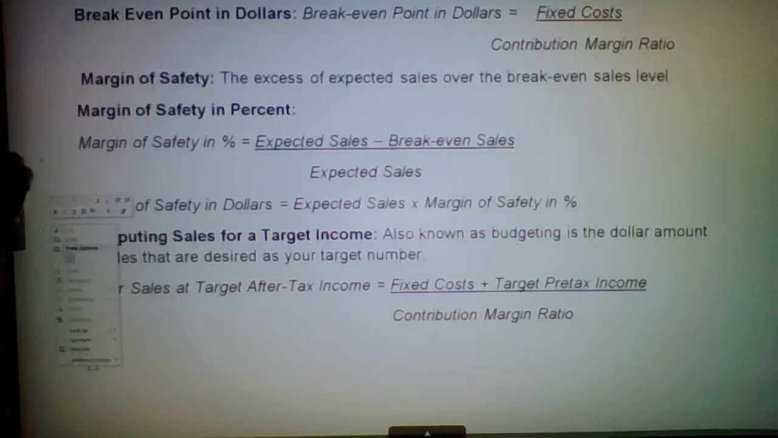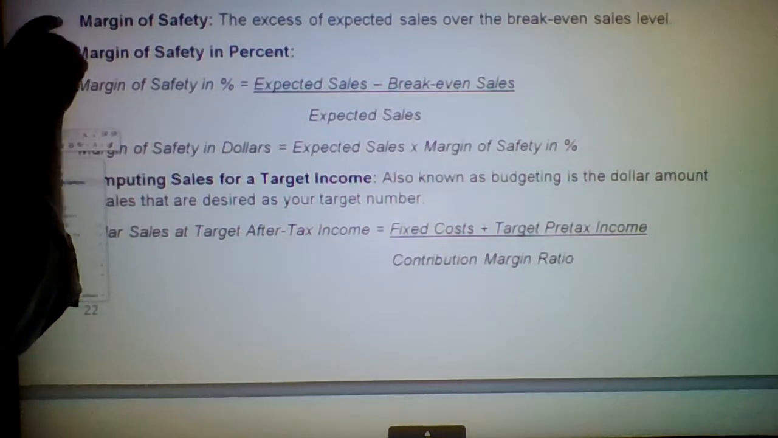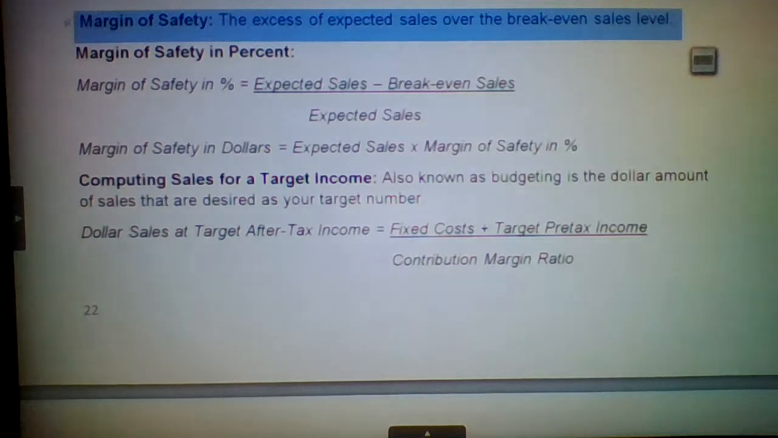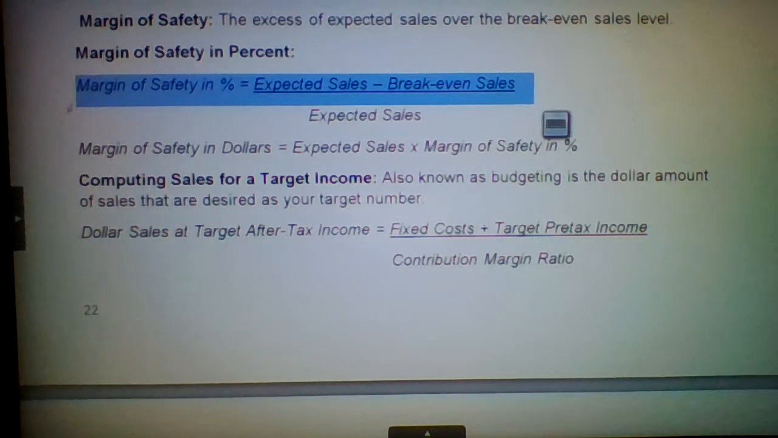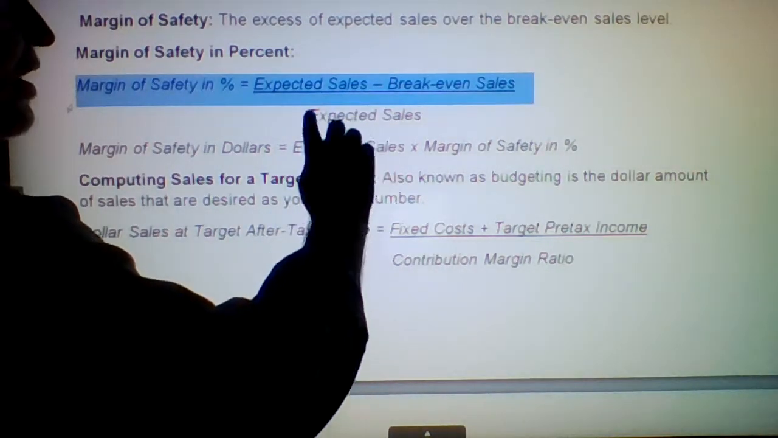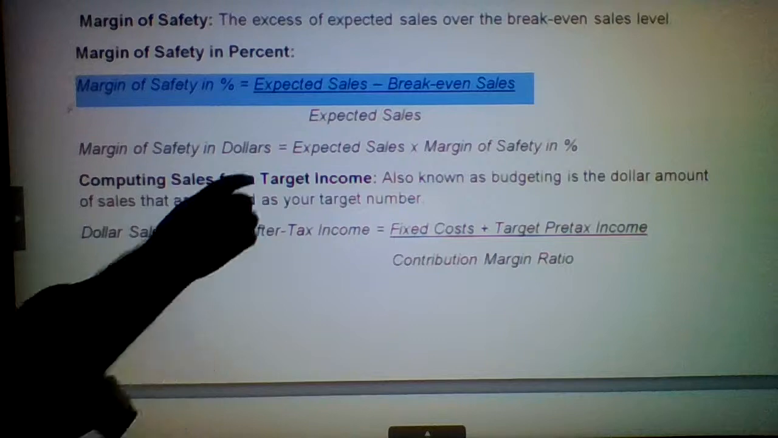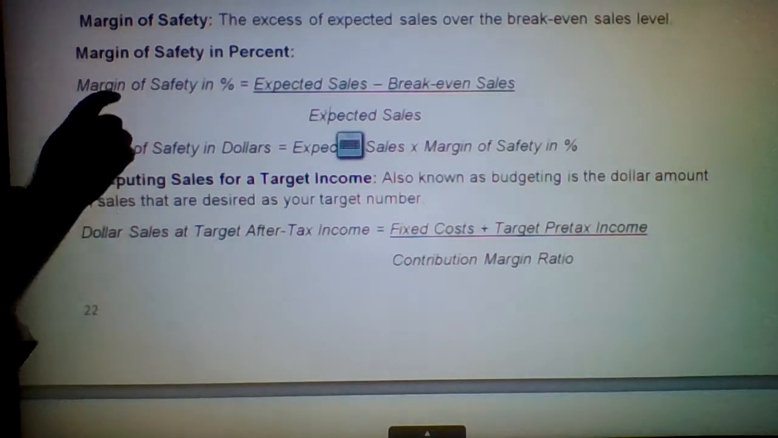We're going to scroll this up here to margin of safety. All right, margin of safety in percent equals expected sales minus break-even sales divided by expected sales.